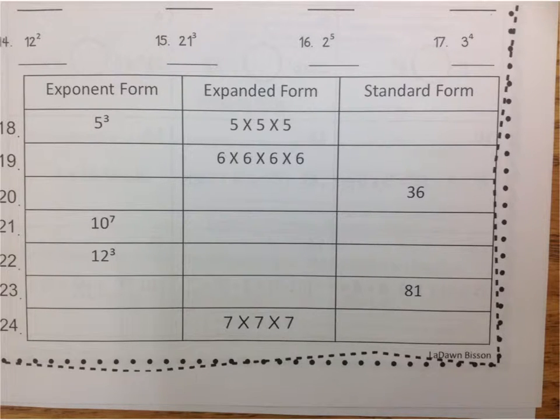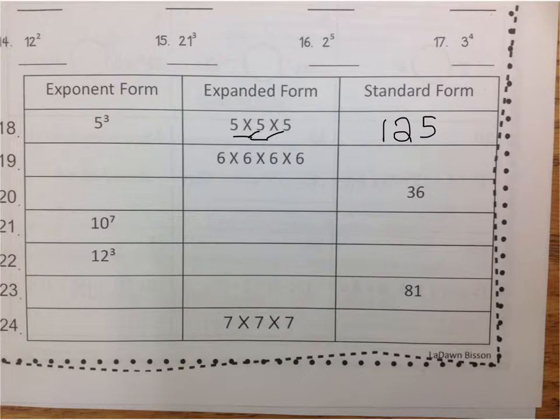All right, we worked today a little bit on exponent form, expanded form, and standard form. On the first one, it's 5 to the third power, and then expanded would be 5 times 5 times 5. And if we do that, it's going to be 125, because 5 times 5 is 25, and then that 25 times 5 gets me 125.